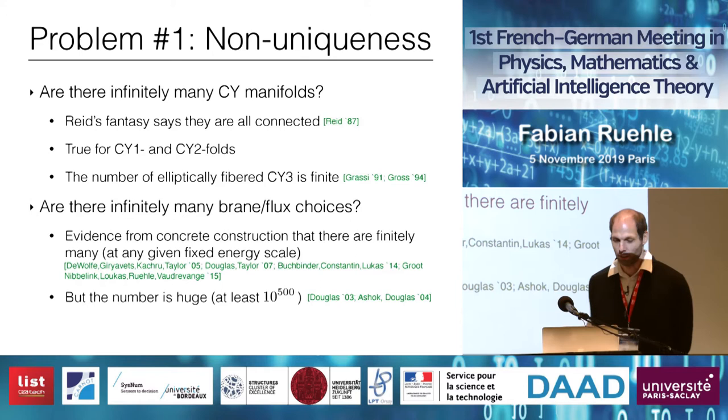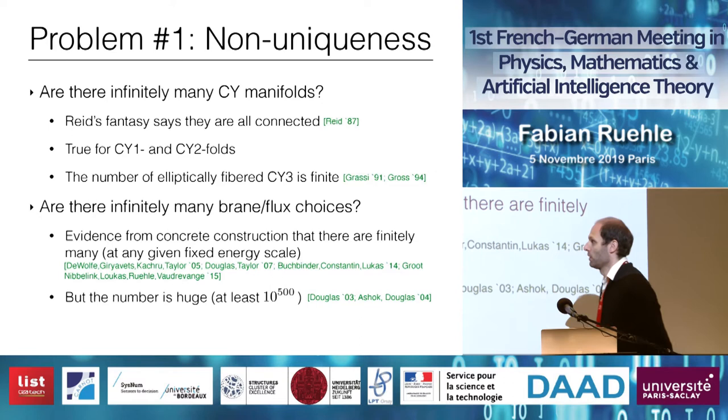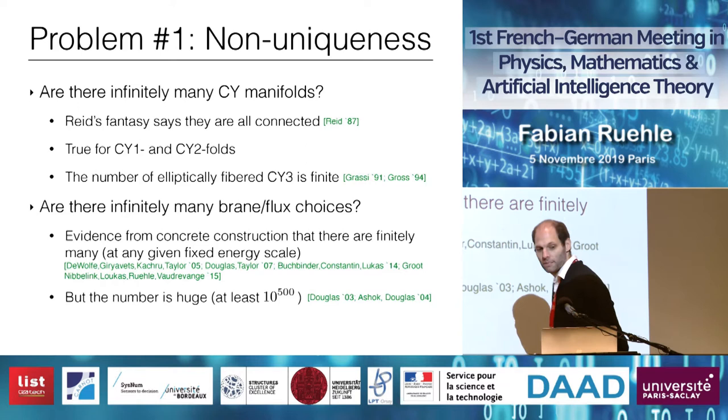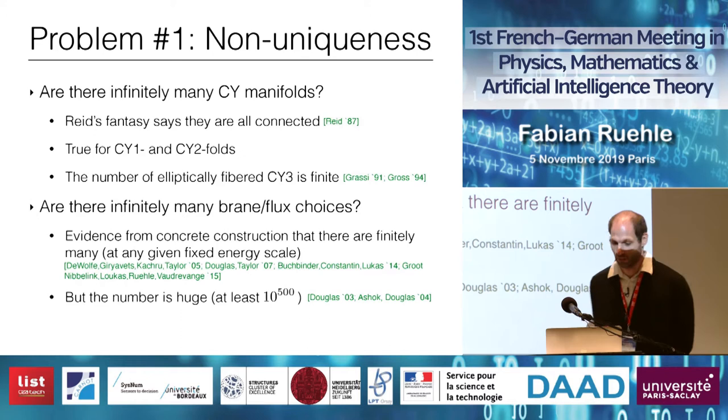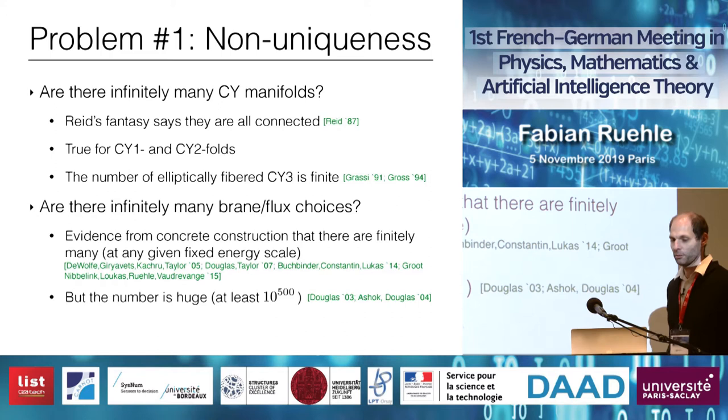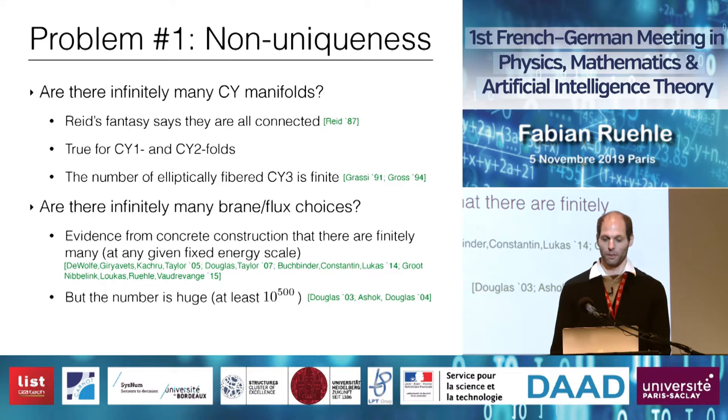Then there's the second question. Are there finitely or infinitely many choices for the branes and the fluxes? Again, we do not know what the answer is. We have studied a few concrete examples, and in these, it turns out that there were finitely many choices. But we do not know whether this is always true. Irrespective of whether it's true or not, it has been argued that the number of possibilities is huge, and people float around this number of 10 to the 500 different choices for the string background. So that's one problem. We have this gigantic number of possible choices, and we do not know which one to select. However, depending on which one we select, we get different physics.